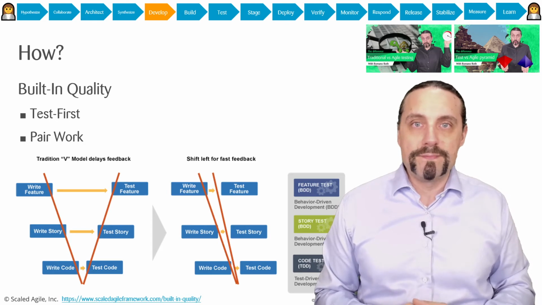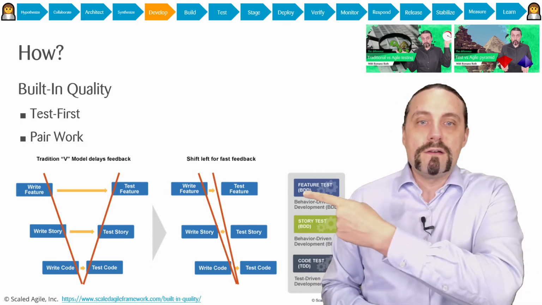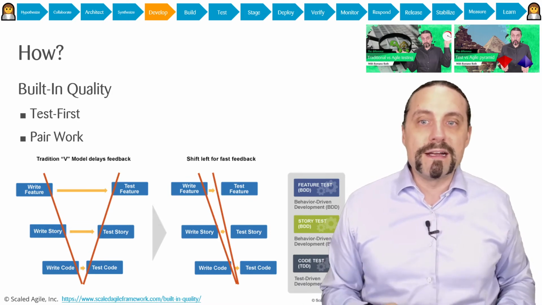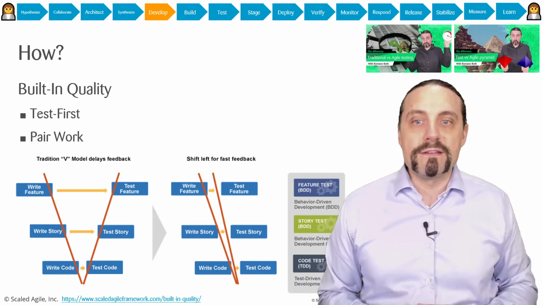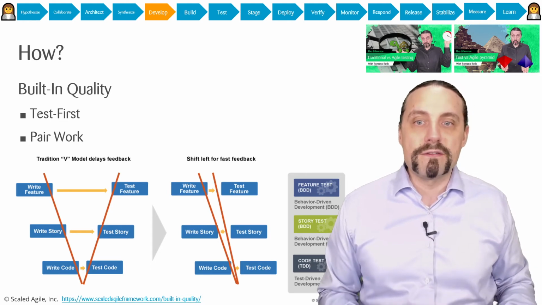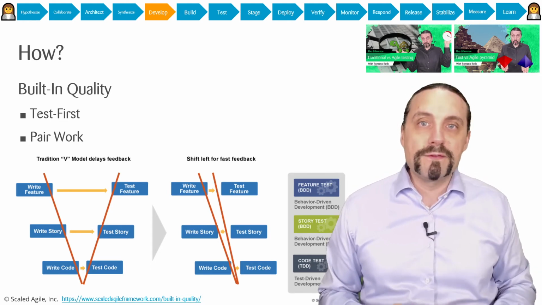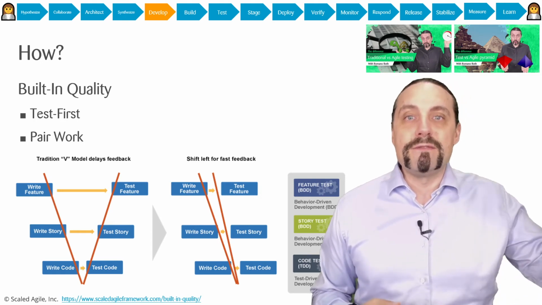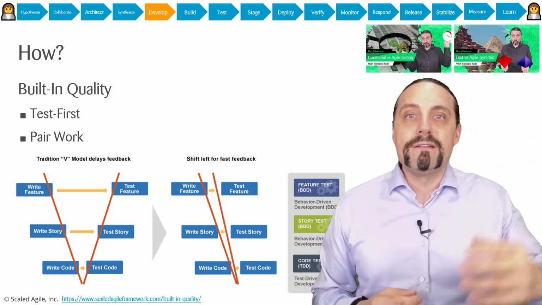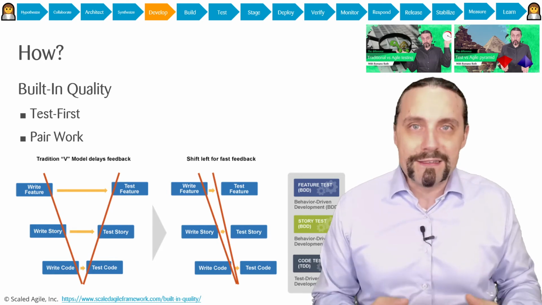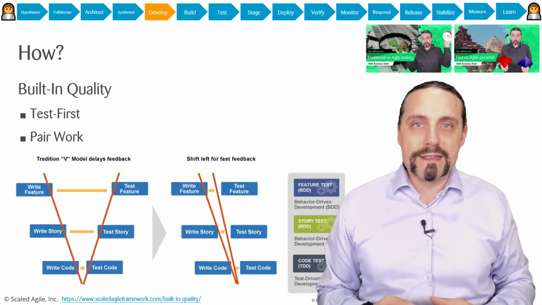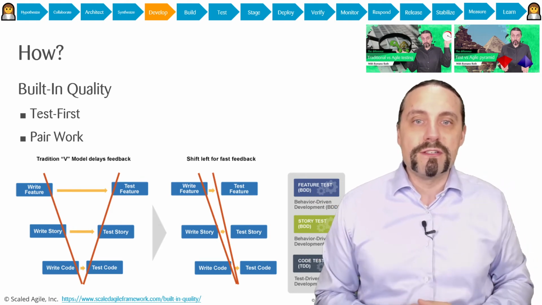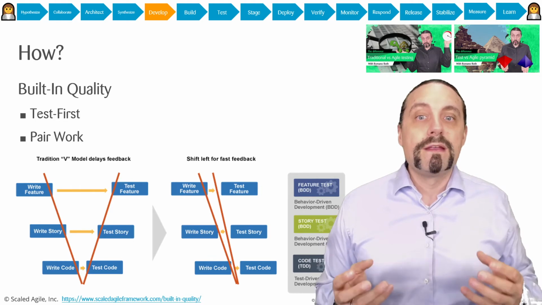user stories. And instead of using the traditional V model, where we write the features, then we write the user story, then we write the code. After we have written the code, we write some tests, then we test the story, and then we test the feature, or someone else tests the feature. Instead of that, we use the shift-left approach, which we can see here.